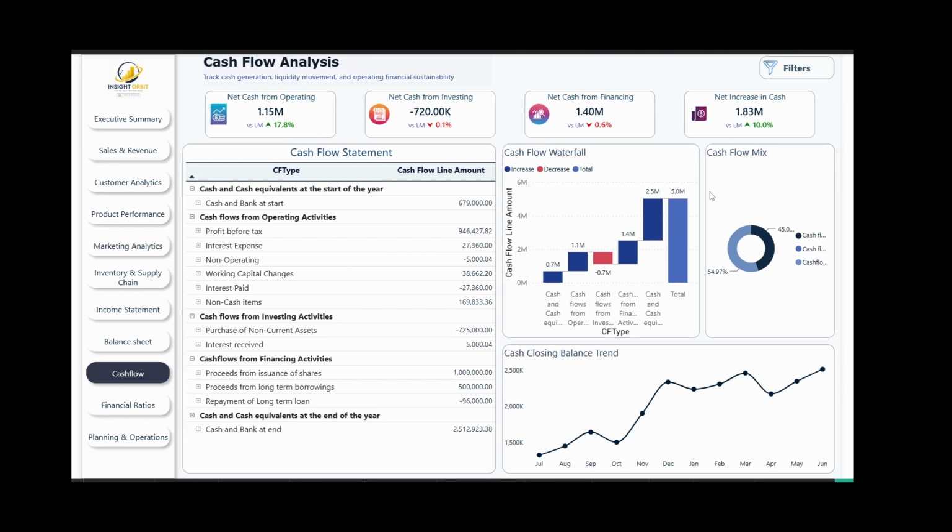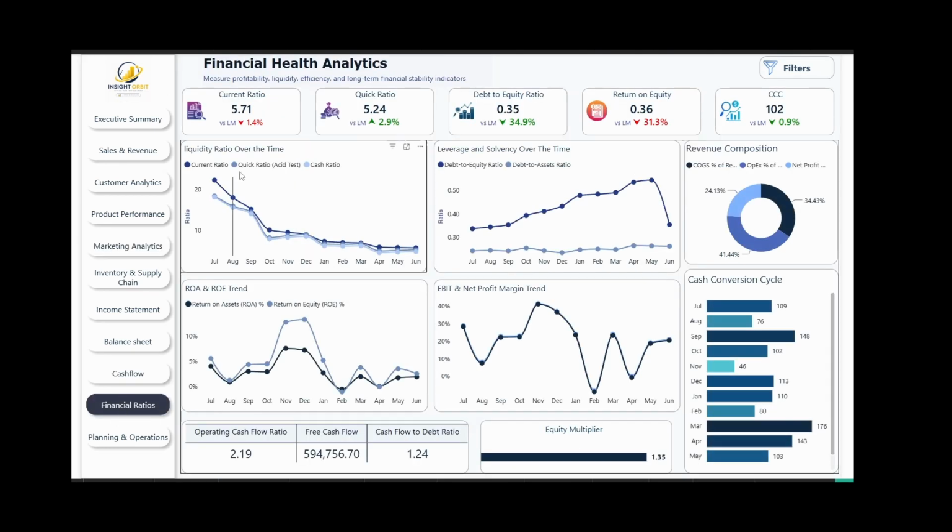time. So now let's look at the final part of the finance section, the financial ratio dashboard. The financial statement tells what happened, but ratios help to understand what those numbers actually mean. This page converts the accounting data into practical business insight that managers and the finance team can use for decision making. At the top of the page, we have the important financial KPIs: current ratio, quick ratio, debt to equity ratio, return on equity, and the customer acquisition cost.